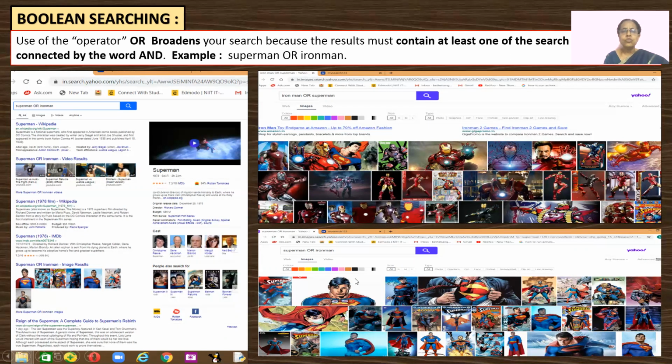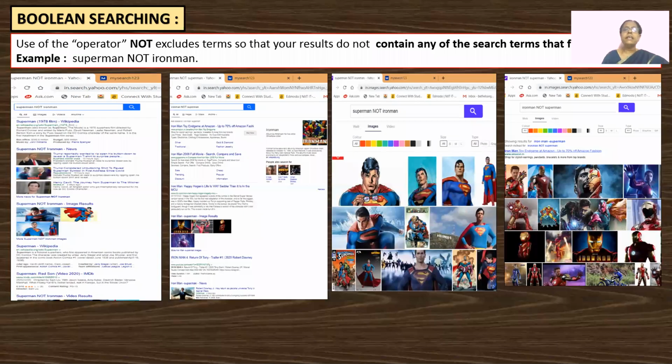Here you can see I said Superman or Iron Man. See, it broadens the search and gives a list containing any one of the search terms. Next I've used the Boolean technique called not. What not does is exclude terms so that your results do not contain any of those search terms. So I say Superman, not Iron Man. It means I don't find Iron Man here. Yeah, Superman, not Iron Man.